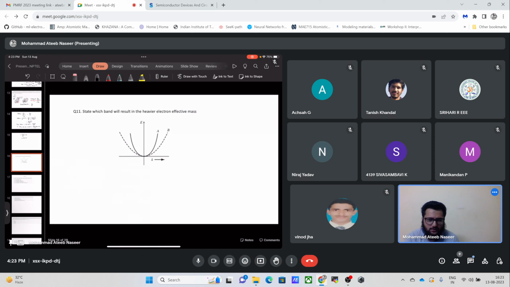Just answer the question, whatever you feel. Okay, somebody has unmuted. I also think the A curve has higher electron effective mass. Can you give me some logic behind this? Because a wider band means scattering will be wider, right? Scattering effects will be higher, I think.